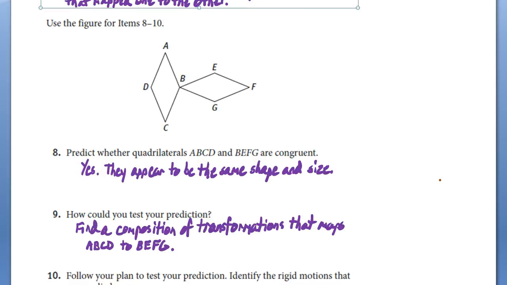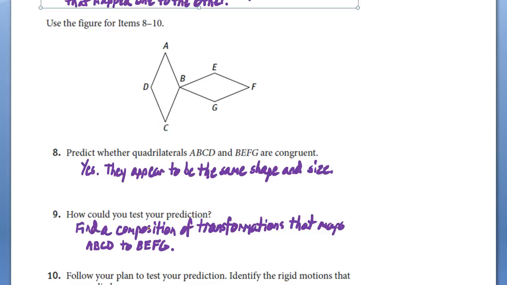Okay, use the figure for items 8 through 10. So we have this rhombus and we have this rhombus. Predict whether quadrilaterals ABCD and BEFG are congruent. Well, yes, they appear to be the same shape and size. How could we test this?